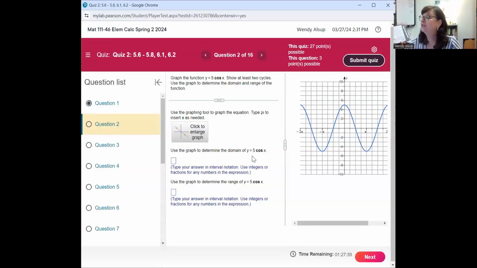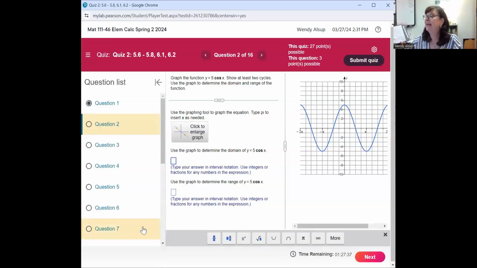And now I can answer my domain and my range. Your domain in interval notation is, your domain here is all real numbers. You can see how it goes on along the x from negative infinity to positive infinity. But our amplitude changed our range. So now we're going down to -5 on the y and up to +5. In interval notation, we include -5 and +5. So we don't use the parentheses, we use the brackets here.